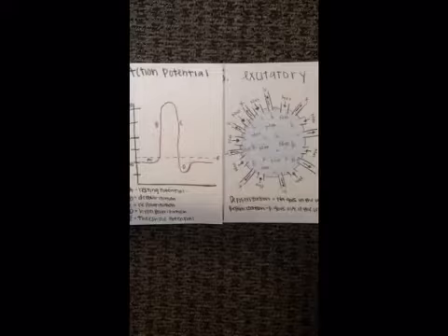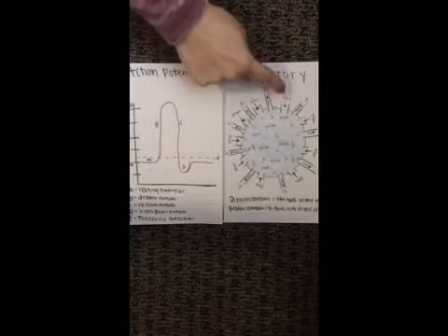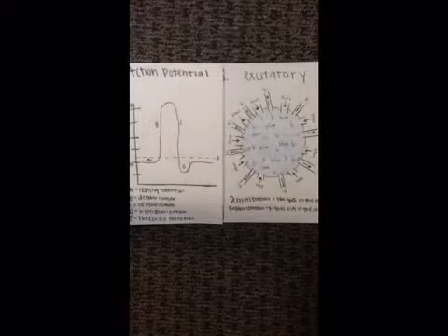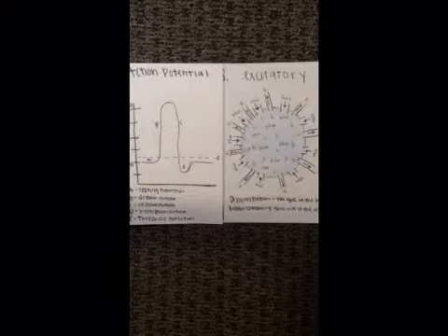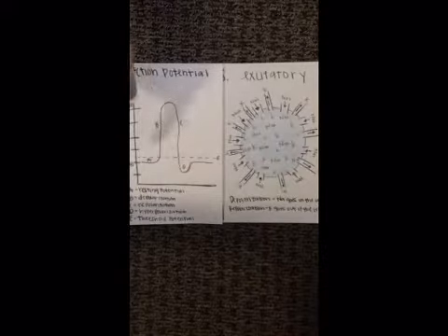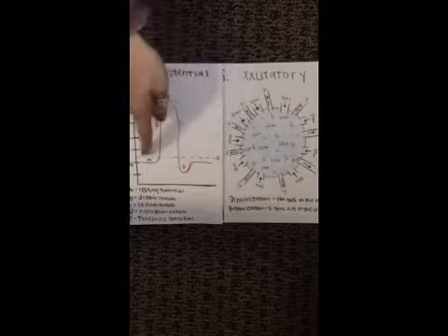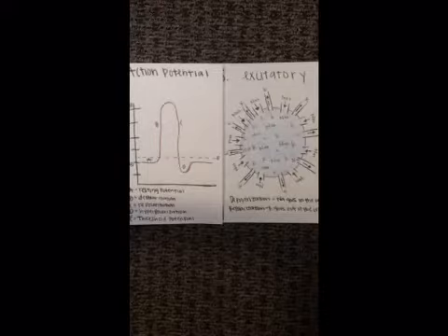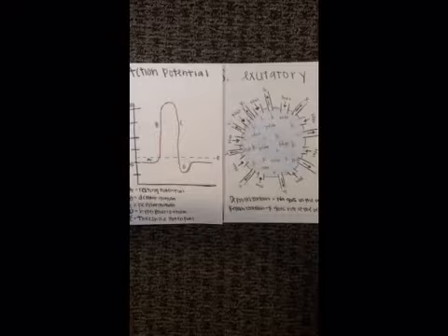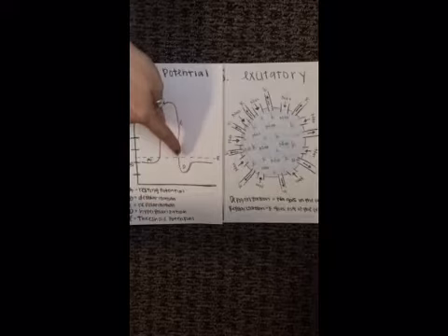In excitatory neurotransmitters, sodium enters the cell, causing it to become more positive, which promotes action potentials. When the cell becomes more positive and reaches threshold at negative 55 millivolts, depolarization occurs, which means sodium channels are open. After depolarization, the sodium channels close and potassium channels open, causing repolarization.